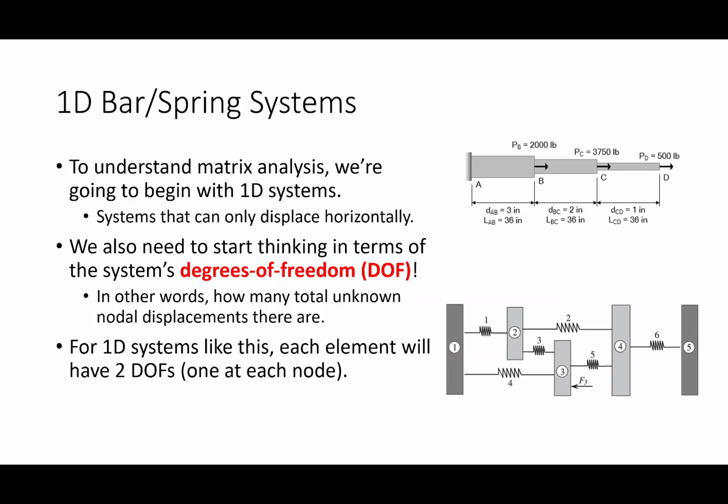Okay? Does that make sense? All right. So I'm going to start throwing the term degree of freedom around. A degree of freedom is how many joint displacements there are. So both the bar and the spring have one per node, per joint, okay?